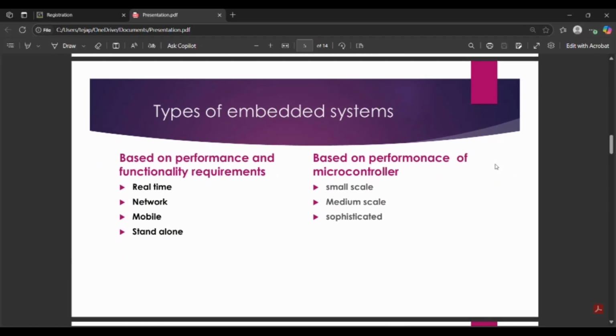The next slide is types of embedded systems. There are two classifications: based on performance and functionality requirements, and based on the performance of the microcontroller. Based on performance and functionality requirements, the four types are real time, network, mobile, and standalone. Based on the microcontroller, they are small scale, medium scale, and sophisticated.